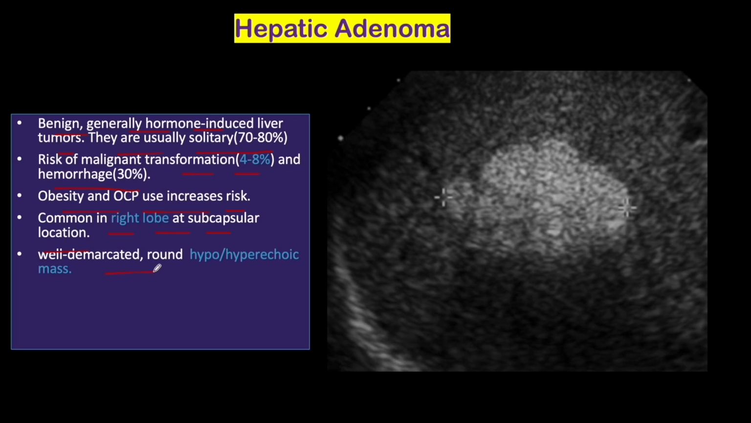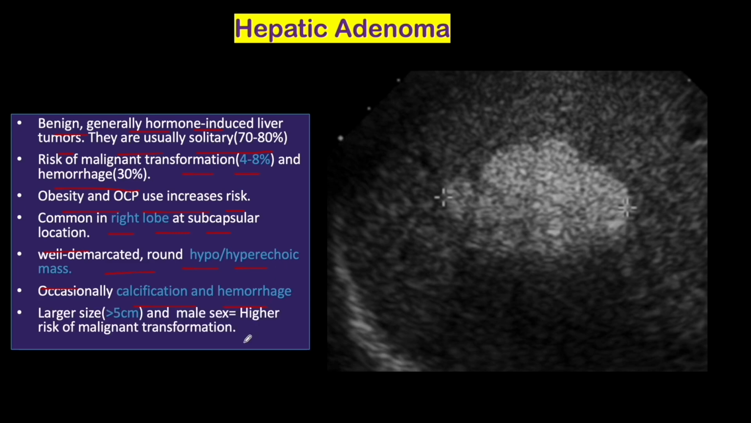These are well demarcated, round, hyper- or hypoechoic masses, and occasional calcification and hemorrhage can be seen. Larger size and male sex carry higher risk of malignant transformation. So here in this diagram, the well demarcated, round, hyperechoic structure is hepatic adenoma.